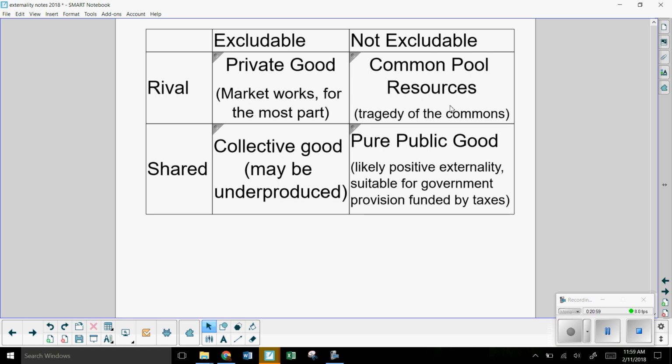Up here in the upper right-hand corner are ones that I think might lead to some of the biggest environmental problems that we have in our society today, which are goods that are rival but non-excludable. So if we think about fish in the ocean, it's too big for anybody to police or patrol. There's no way we can prevent people from fishing there. But yet every fish that you harvest is a fish that I can't harvest.